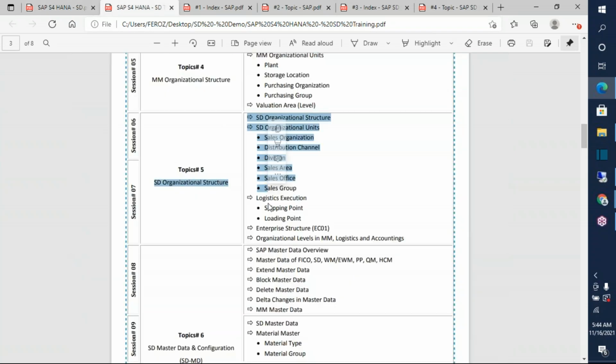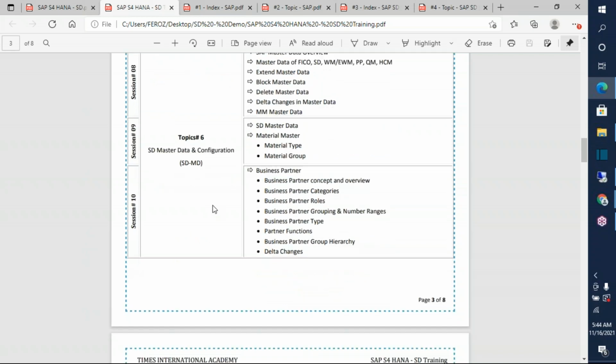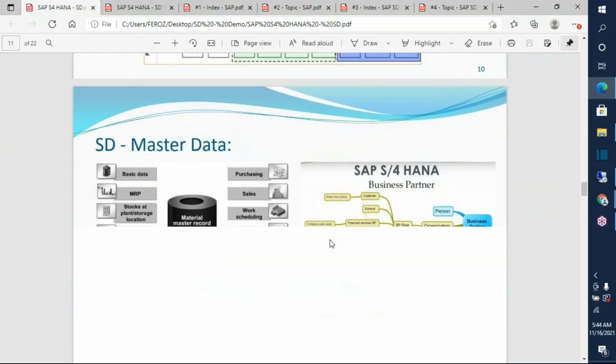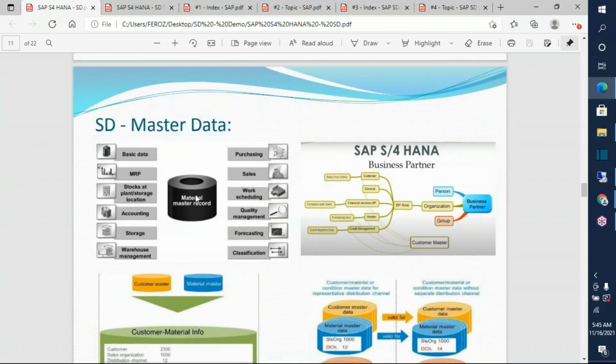After understanding the SD organizational structure, we will be discussing SD master data and configuration. In SD master data and configuration, we will be discussing the material master from the SD point of view, because there are so many material types available, like raw materials, semi-finished products, pipeline material, and many others. From the SD point of view, we will be dealing with finished product, FERT, and trading goods, HAWA. We will be discussing those material types in detail.